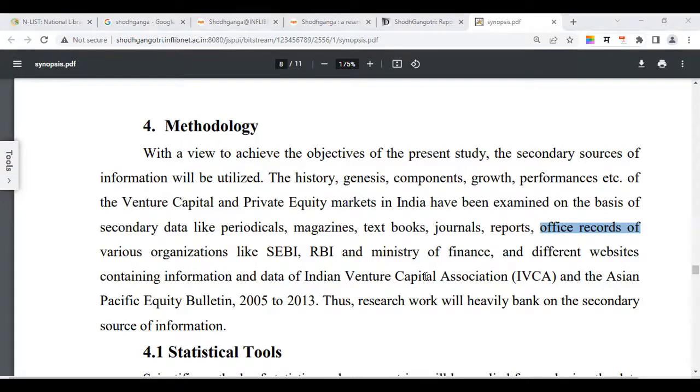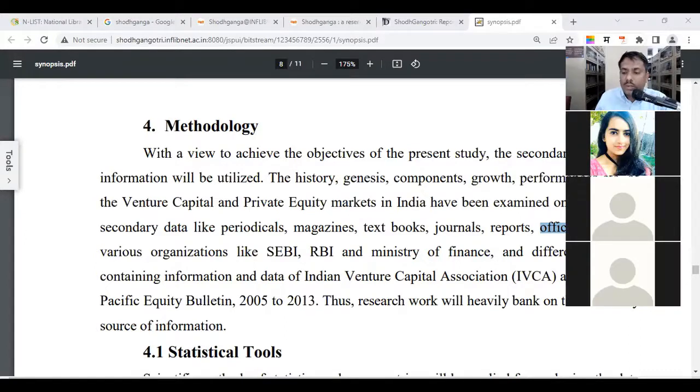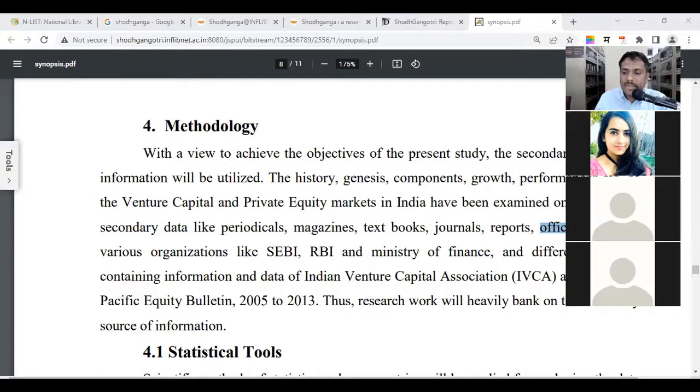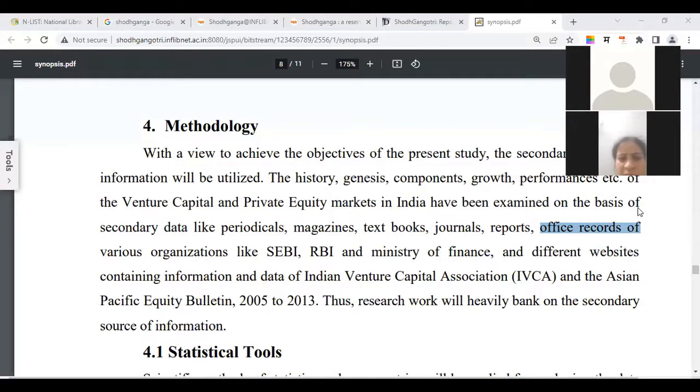Can anybody tell me? I have to do a survey. Which tool will you use for your research? To collect the data, which tool will you use? Can anybody tell me which tool we can use? Bhumika? Tara? Pooja? We need to go to some company.